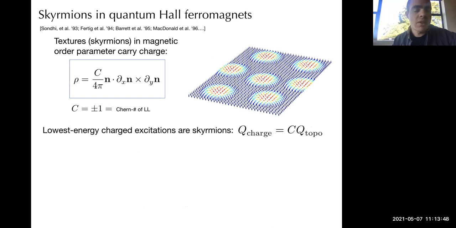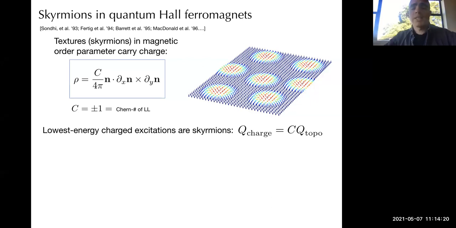And if the Zeeman field is weak, naturally the direction of it is not very strongly pinned. So you could consider what happens if you put textures in the ferromagnetic order parameter. And then there's this beautiful series of work from the 90s showing that, in fact, if you put a skyrmion texture into the spin density, that object carries charge directly proportional to the Chern number of the Landau level, which is thus 1 or -1, depending on the sign of the magnetic field.